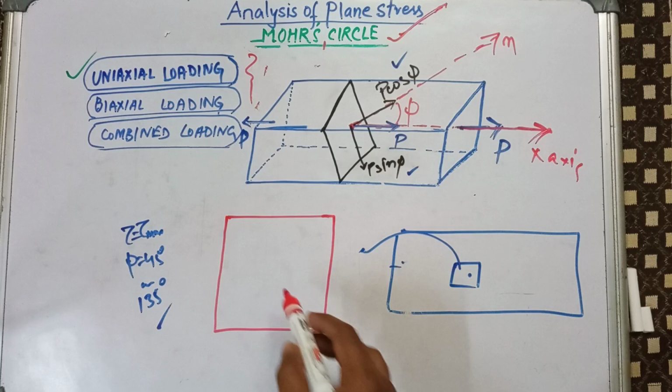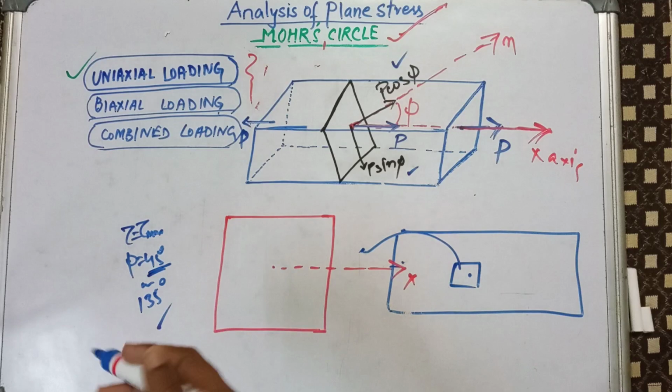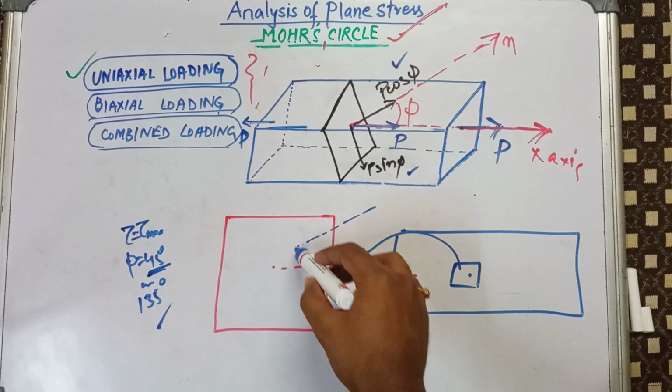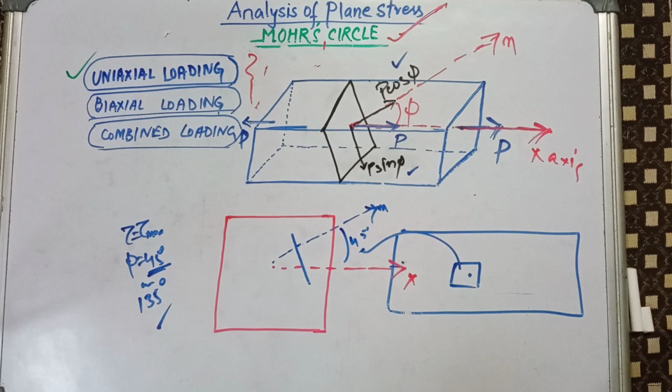This is the x-axis, suppose, and this is the y-axis. But it's a uniaxial loading, so focus here only. There is a plane whose normal is making an angle of 45 degrees with the x-axis. That means phi is equal to 45 degrees. So let it be like this. There is a plane like this. Is it clear? Whose normal is making an angle of 45 degrees to the x-axis.